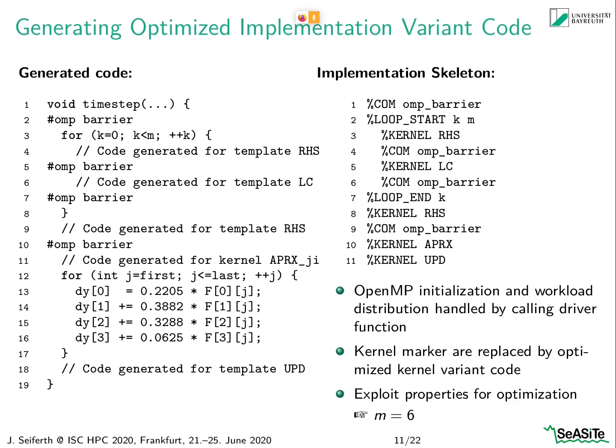For space reasons, the code generated for the remaining kernels RHS, LC and update isn't shown. Note that also the OpenMP initialization and workload distribution are not shown here. Both are handled by the driver function that calls the generated time step function. Since we know that the number of corrector steps is fixed and is here set to 6, we can replace the value during code generation.